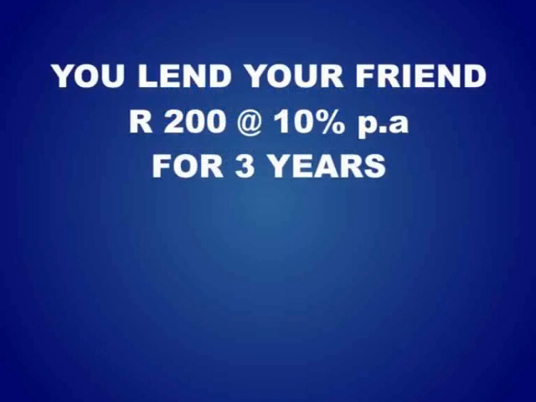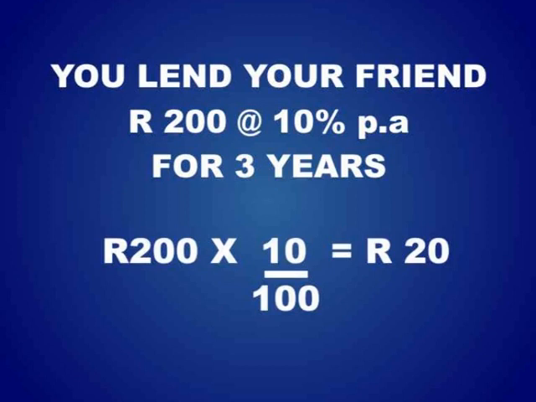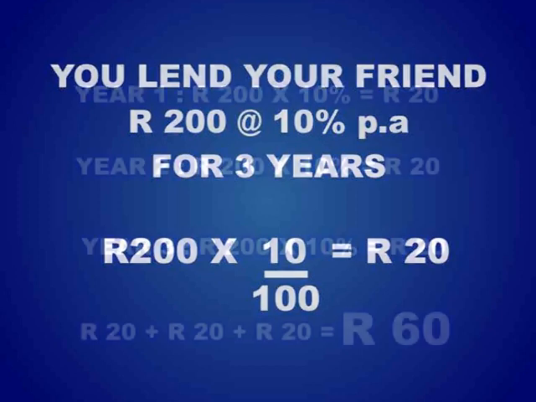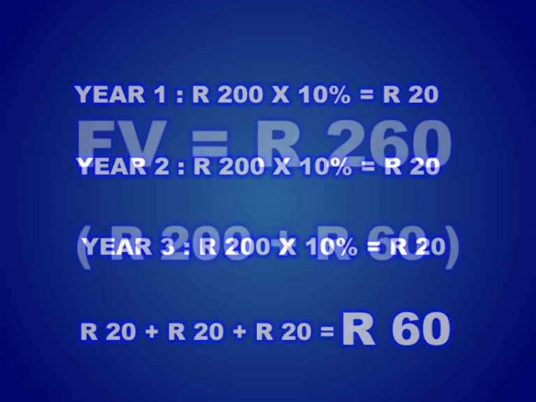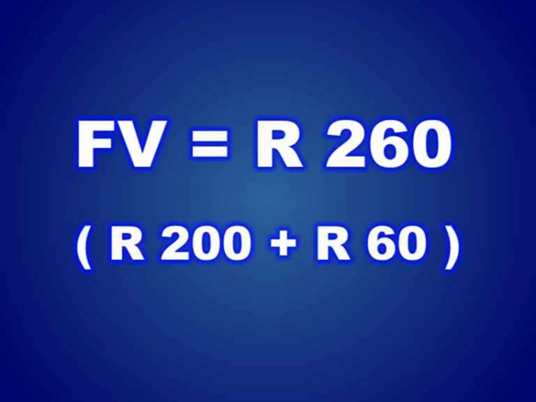You are going to lend to your friend 200 Rand and they are going to pay you back at the end of 3 years. You charge them 10% simple interest. 10% of 200 Rand is 20 Rand. That means that per year of them using your money, they are going to pay you 20 Rand. At the end of 3 years, they are going to have to pay you 60 Rand for the use of your money, as well as the 200 Rand that you lent them. That means that your future value is going to be 260 Rand.